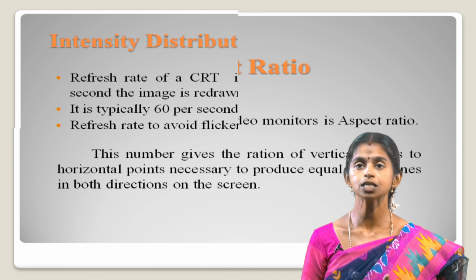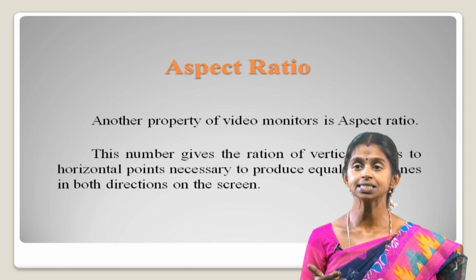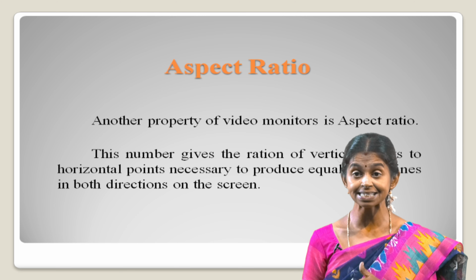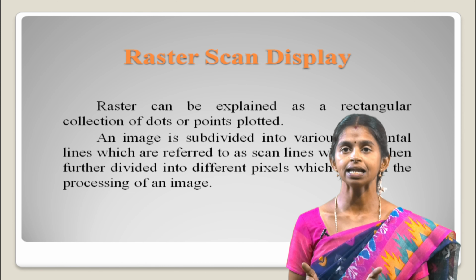Aspect ratio. Another property of a video monitor is aspect ratio. This number gives the ratio of vertical points to horizontal points necessary to produce equal length lines in both directions on the screen. Raster scan display.